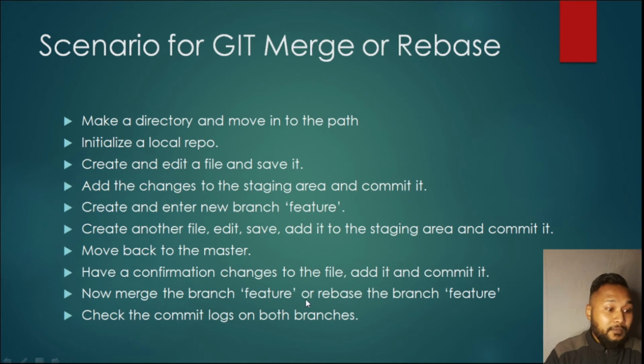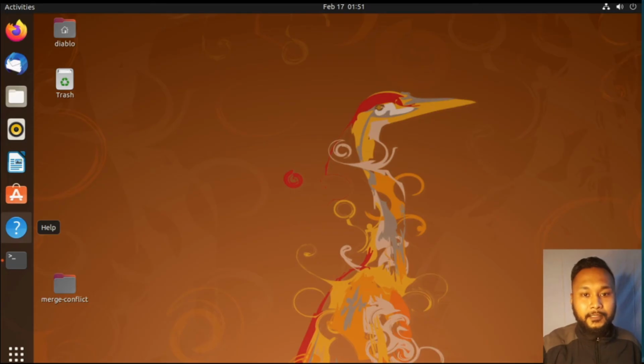Now merge the branch feature, or rebase the branch feature. This process is going to be the same for both, and in this section we're going to have the changes, and we're going to check the commit logs on both the branches to see what the differences are. So this is the basic scenario. Now we move on to our Linux machine. So we have finished discussing a brief scenario of Git Merge and Git Rebase.